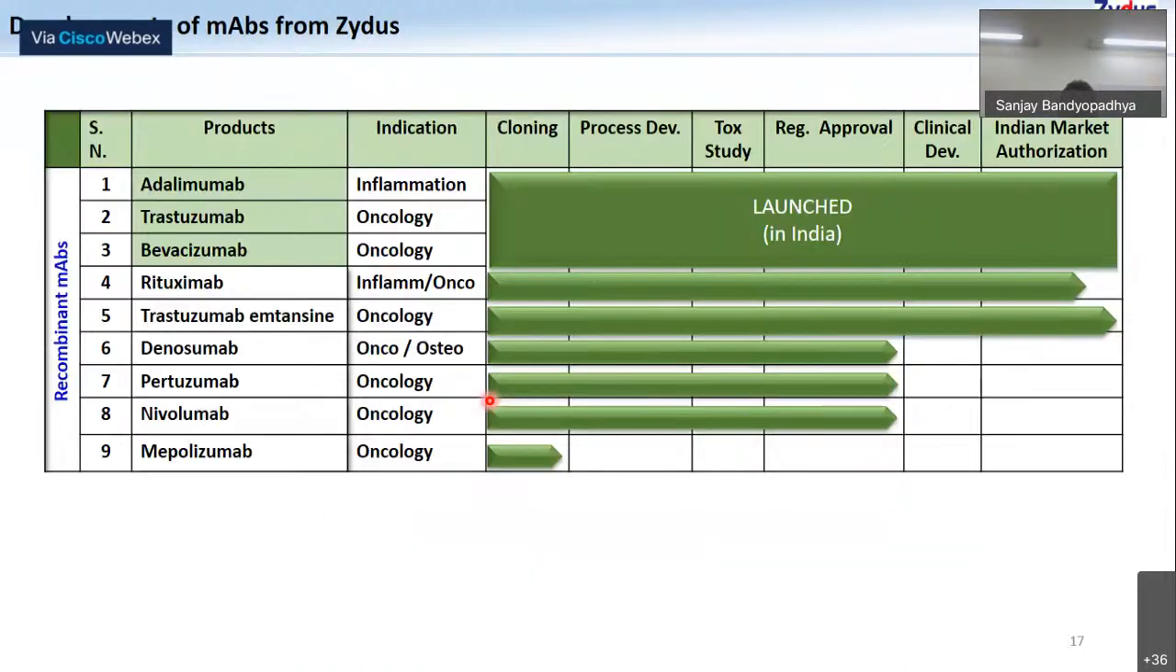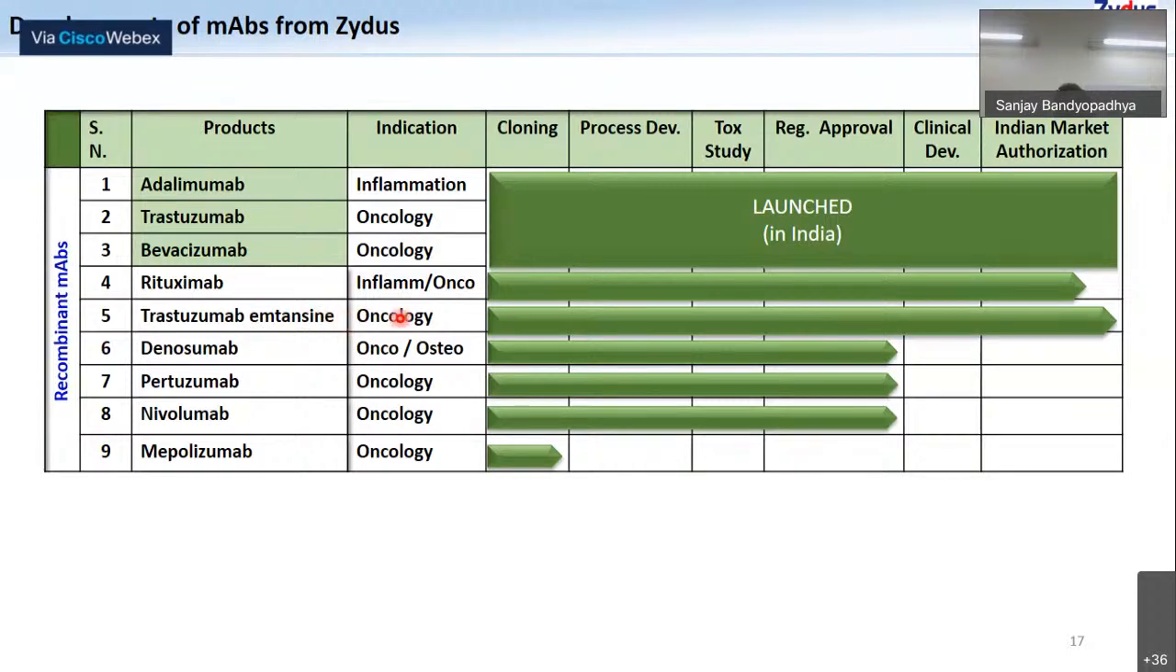So it's a lot of activities. In the last 10 years at Zydus, I have been involved in the development of such products. So far, we were successful to develop and launch monoclonal antibodies like adalimumab, indicated for rheumatoid arthritis in the inflammation area, trastuzumab for breast cancer, bevacizumab for colorectal cancer. Now, there are quite a few other mAbs like rituximab and trastuzumab emtansine. This is going to be a very interesting molecule in the market. This is an antibody drug conjugate for breast cancer patients who are already showing resistance to trastuzumab.